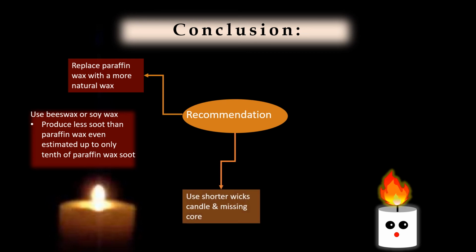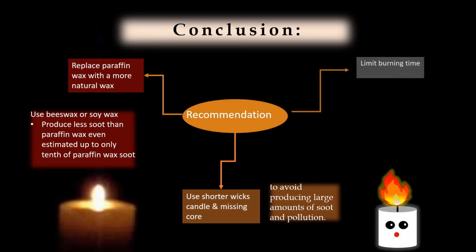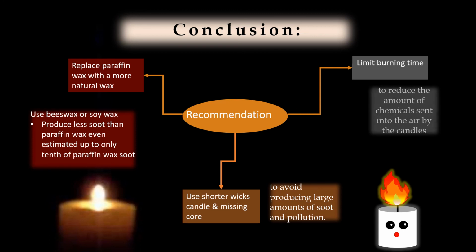Other than that would be using shorter wicks with no metal core. This can avoid producing large amounts of soot and pollution. Last but not least, limit the burning time to reduce the amount of chemicals sent into the air by the candles.